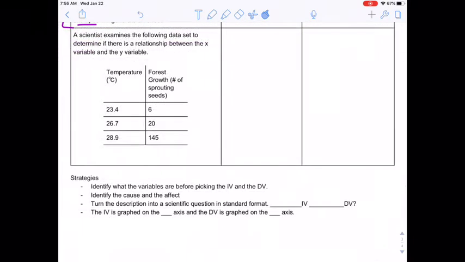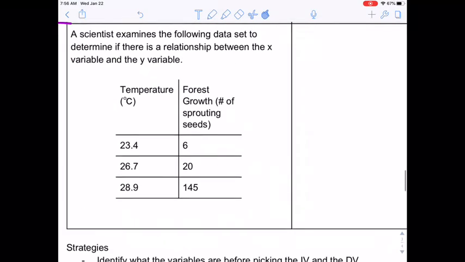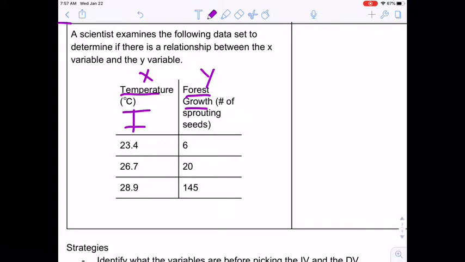Now, here we have the last one of our harder examples. But what's nice is that this hard example might actually be the easiest one. A scientist examines the following data set to determine if there is a relationship between the x variable and the y variable. So let's look at it. Our x variable is here, our y variable is here. That's how we set up these data charts. And in this case, we have temperature and we have forest growth. So the secret is that your independent variable is almost always graphed on the x-axis, and your dependent variable is almost always graphed on your y-axis.